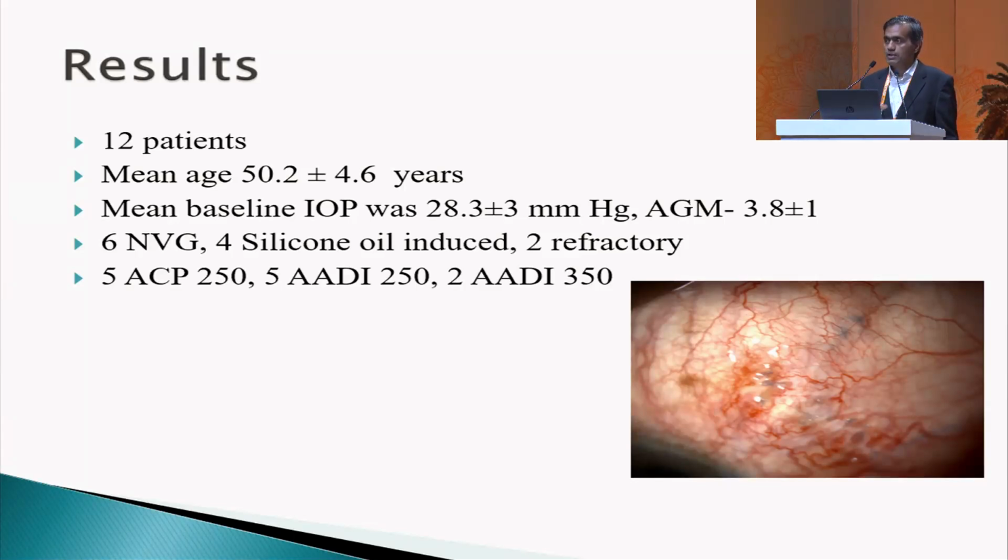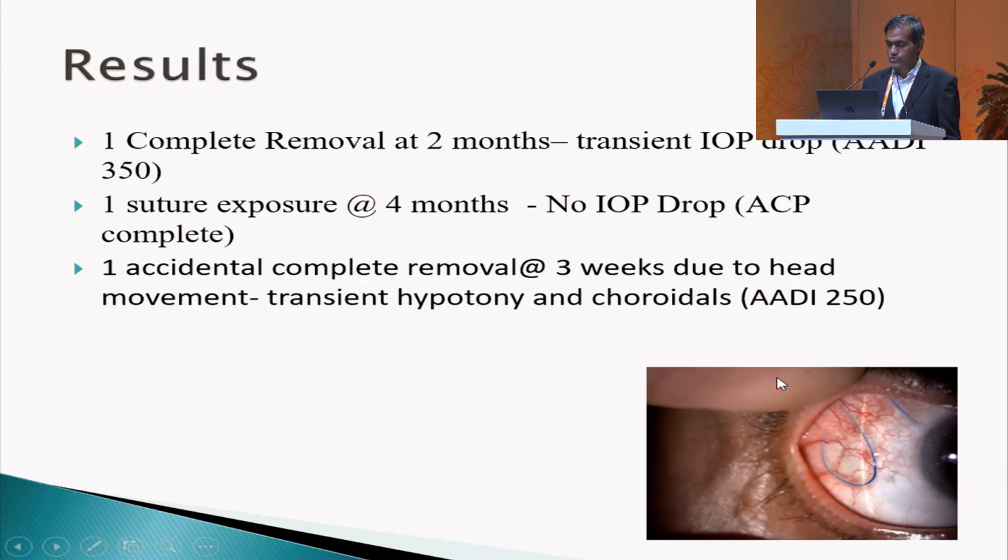So we had 12 patients who underwent some kind of withdrawal, either partial or complete, with a mean age of 50.2 plus or minus 4.6 years, and on maximum medical therapy: 6 with neovascular glaucoma, 4 with silicone oil induced glaucoma, and 2 with refractory glaucoma, equally divided between ACP and RD250. If you notice the figure, this is the figure taken after the stenting suture partial withdrawal. You can see the stenting suture just past the ligature sutures.